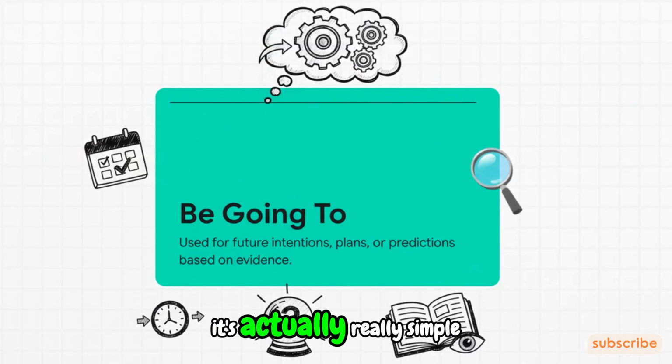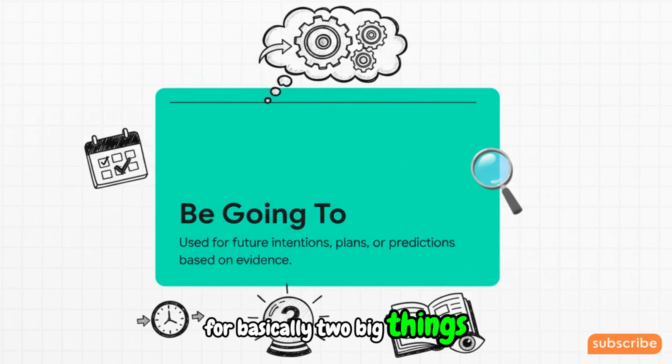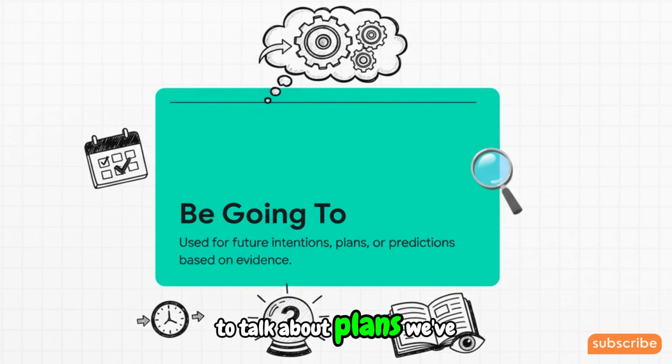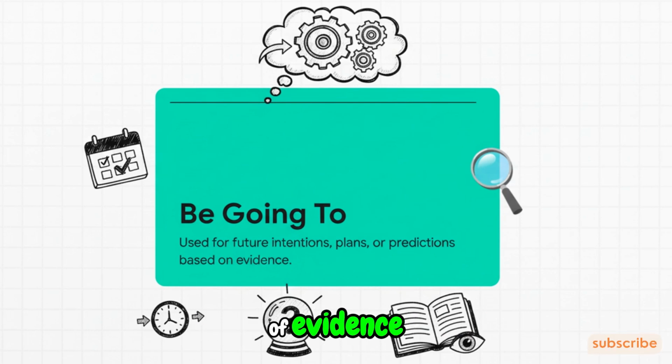At its heart, it's actually really simple. We use be going to for basically two big things. First, to talk about plans we've already cooked up, and second, to make predictions when we've got some kind of evidence. And we're going to get into both of those right now.